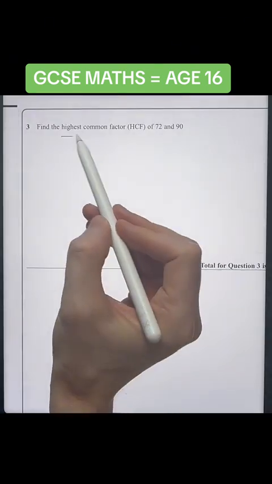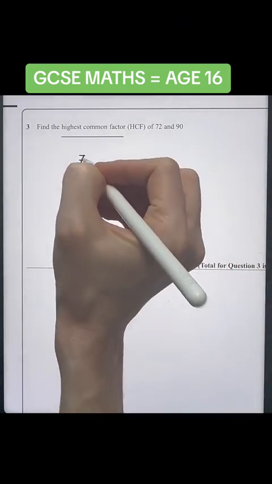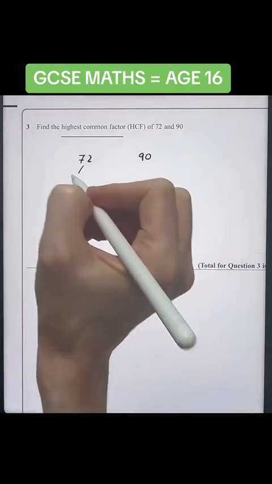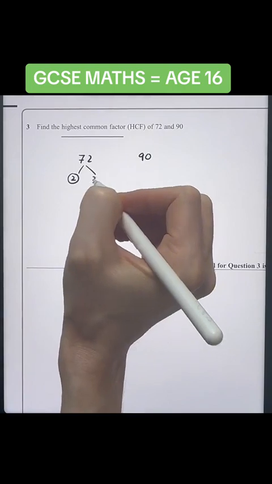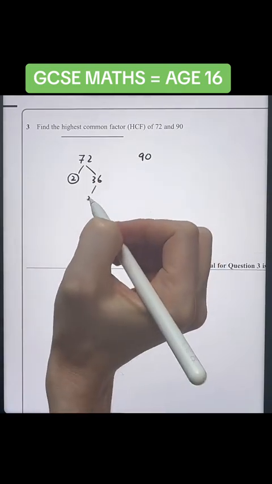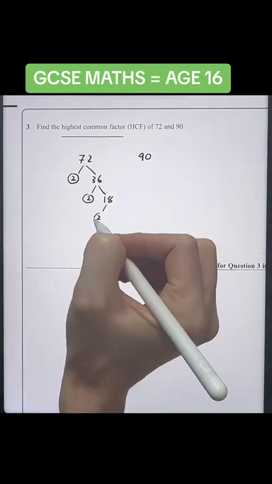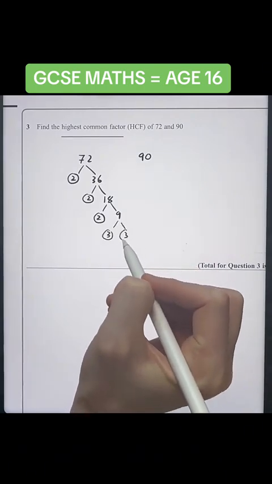Question 3. Find the highest common factor of 72 and 90. To find the highest common factor of 2 numbers, my first step is to write each number as a product of its prime factors. Starting with 72, as it's even, I know 2 is a factor, and as 2 is prime, put a ring around it. 2 divided into 72, 36 times. Again, it's even, so 2 is a factor, and again, 2 is prime, so put a ring around it. 2 divided into 36, 18 times. Again, it's even. 2 divided into 18, 9 times. And we know 9 is 3 and 3. And 3 is prime, so we put a ring around each of them.